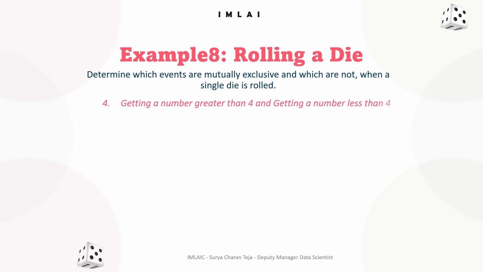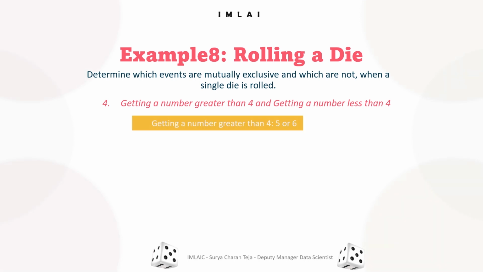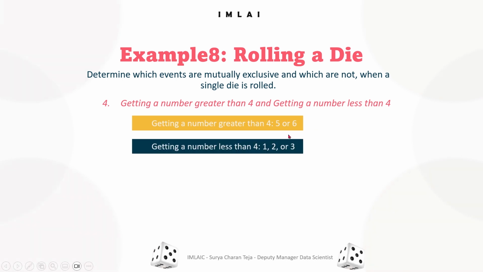Next, getting a number greater than 4 and getting a number less than 4. These are the two events. For the first event, greater than 4, you will have simple events 5 or 6. Less than 4 gives 1, 2, 3. You do not have even a single simple event which is common in both the compound events. So the intersection is a null set. So this is mutually exclusive. They're completely mutually exclusive.